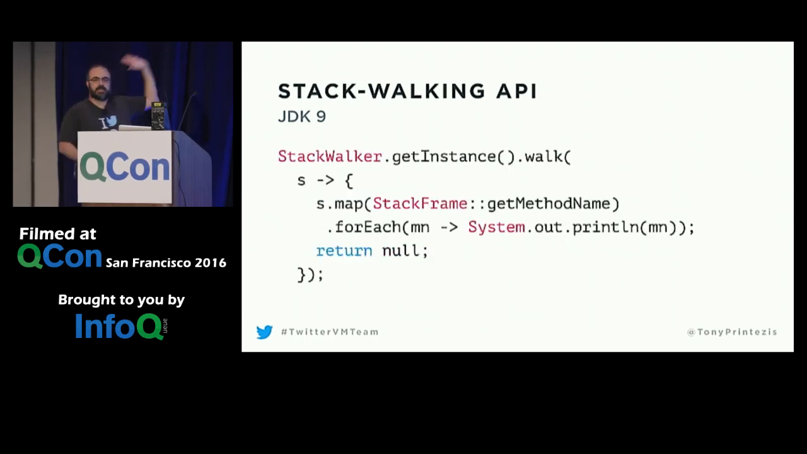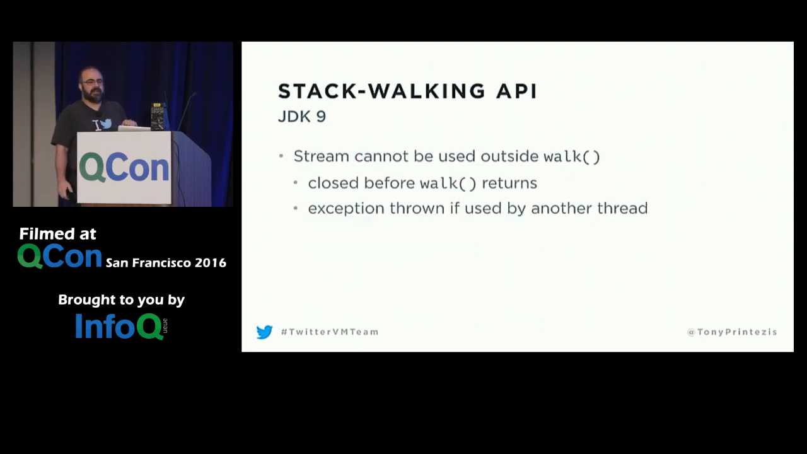Here's an example similar to what I showed earlier. You call walk, you take the stream, you map the frame to the method name, and then you just print the method names. So why is this safe? There are a couple of reasons. Actually, the main reason is that the stream cannot be used outside the walk method.